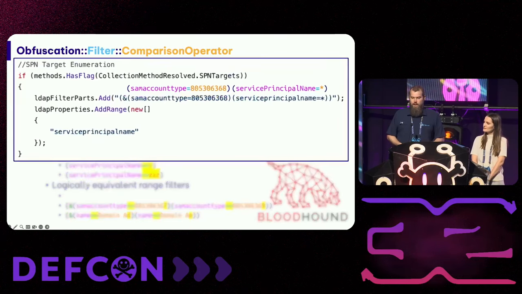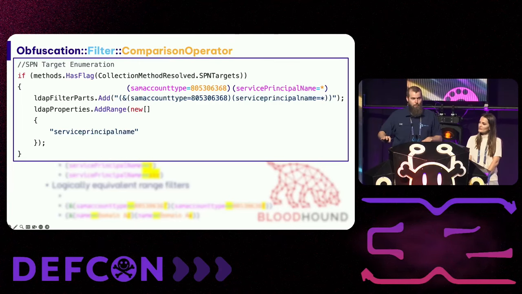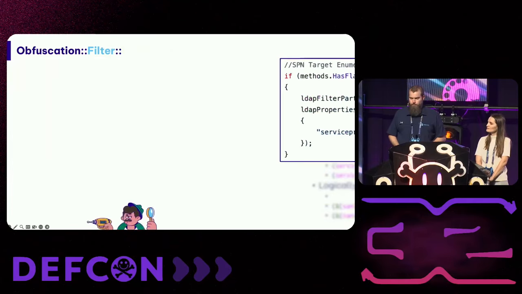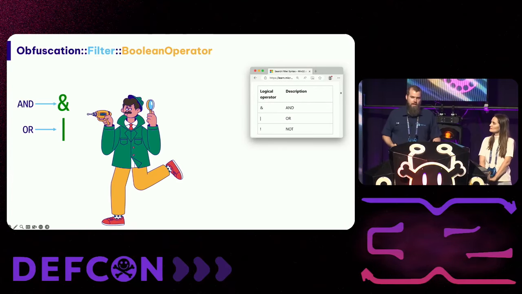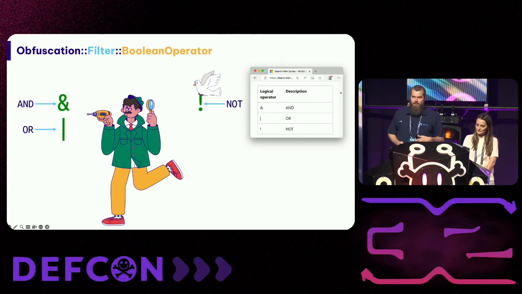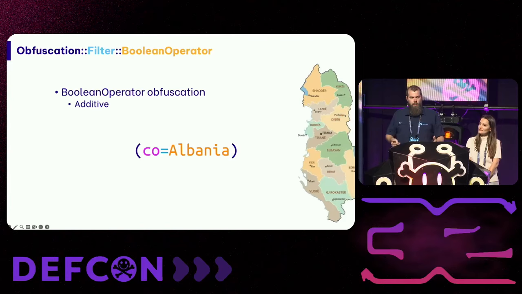So that SAM account type, service principal name. Again, these are pretty relevant examples, and you can see that if a detection was looking for this, it would probably get smoked by what we just showed you. So the third token type is the Boolean operator. Mostly we think of ands and ors, but when it comes to LDAP, the not is where things get really crazy, really fast. So let's take a really practical example.